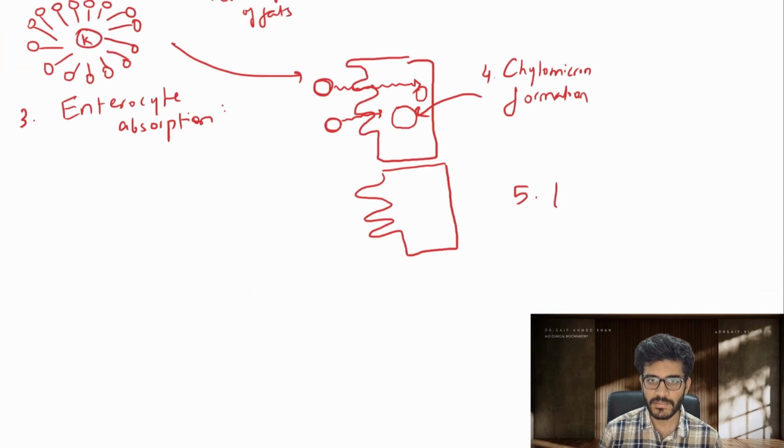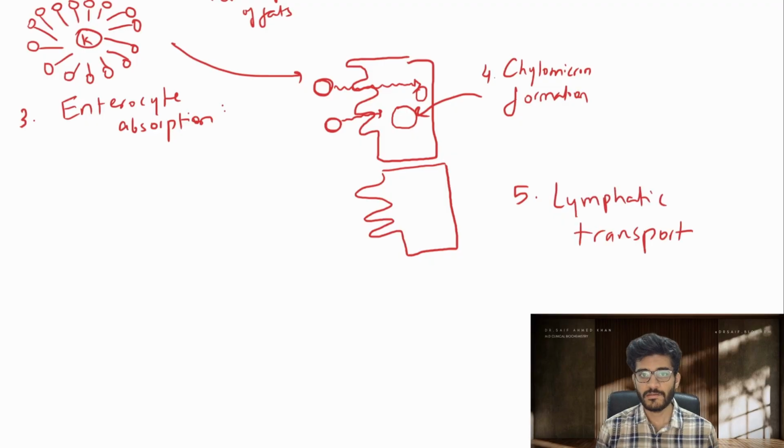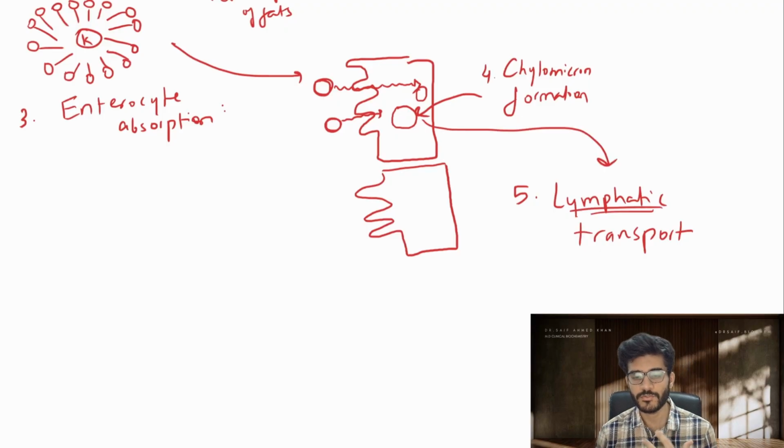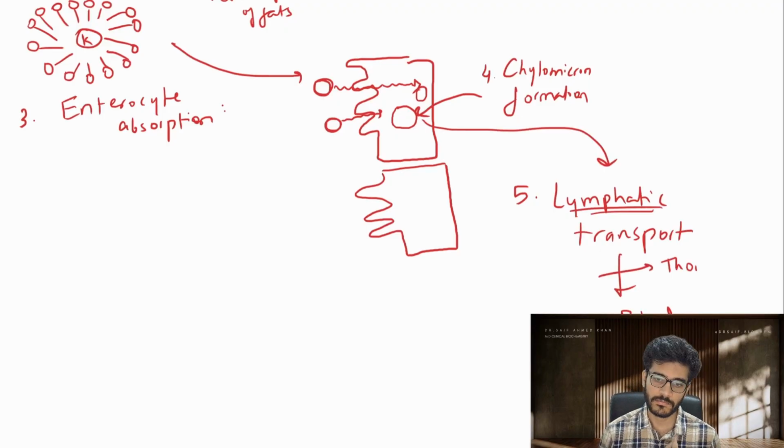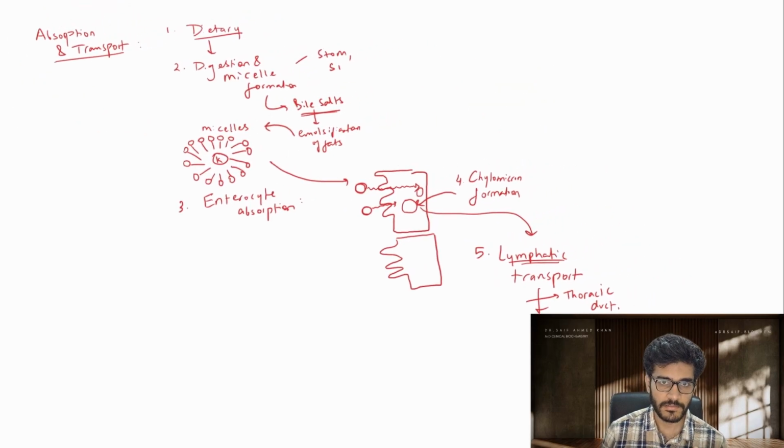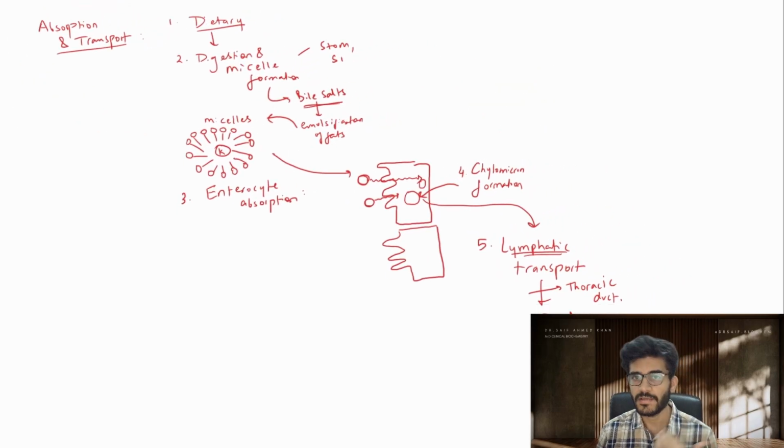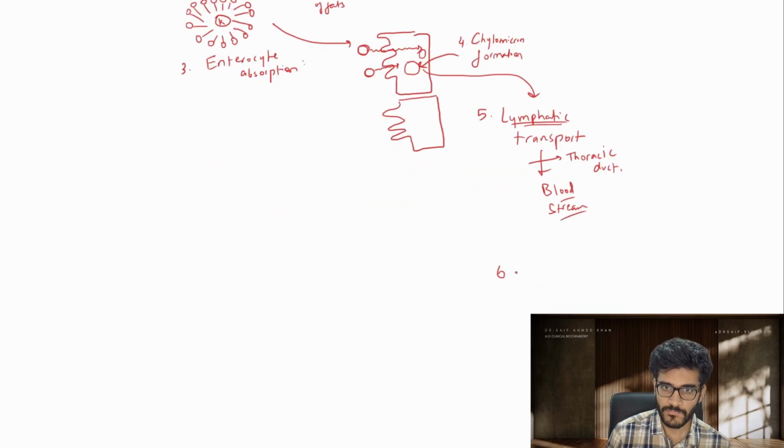The fifth step is lymphatic transport. Chylomicrons are too large to directly enter the bloodstream, so they take the scenic route via the lymphatic system. Eventually, they drain into the bloodstream through something called the thoracic duct. So at this point, our vitamin K from the diet has come into the bloodstream. That is a big achievement for us. What happens now is the sixth step, which is liver uptake and distribution.